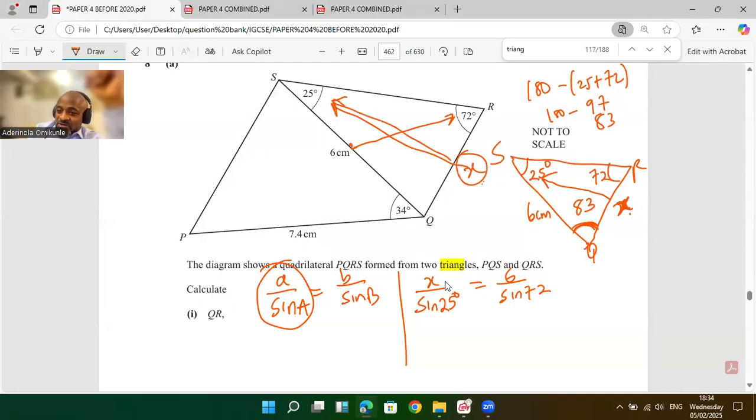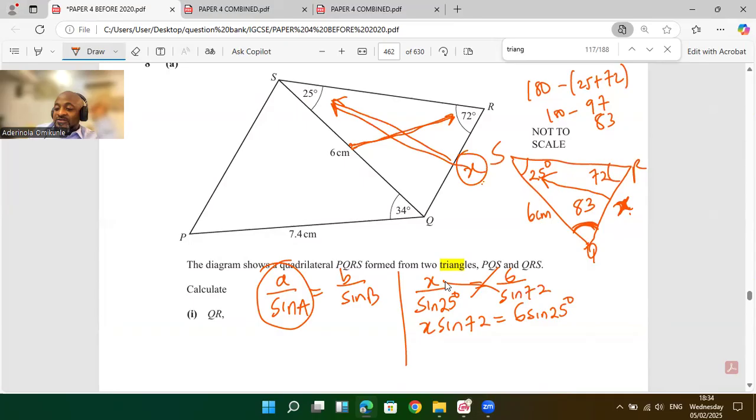So X belongs to 25. And then 6 is directly opposite 72. Okay, and then you say 6 over sine 72. So you want to find X, so you cross multiply, obviously. So X sine 72 is equal to 6 sine 25.